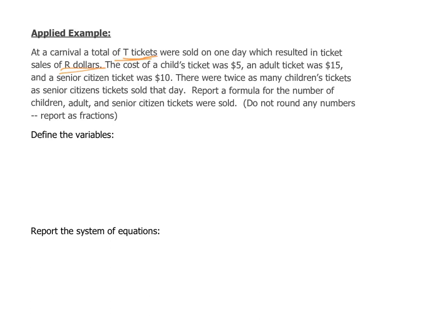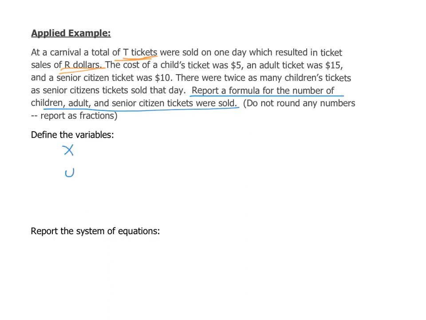The cost of a child's ticket is $5, an adult ticket is $15, and a senior ticket is $10. There were twice as many children's tickets as senior tickets sold on that day. We're supposed to report a formula for the number of children, adult, and senior citizen tickets that were sold. Do not round any numbers. Report things as fractions.